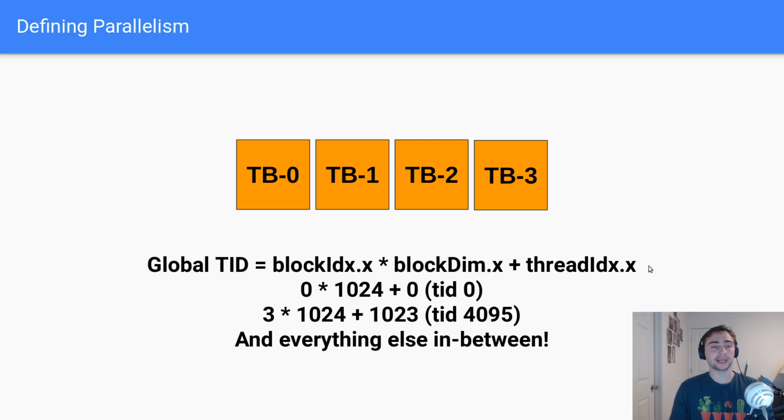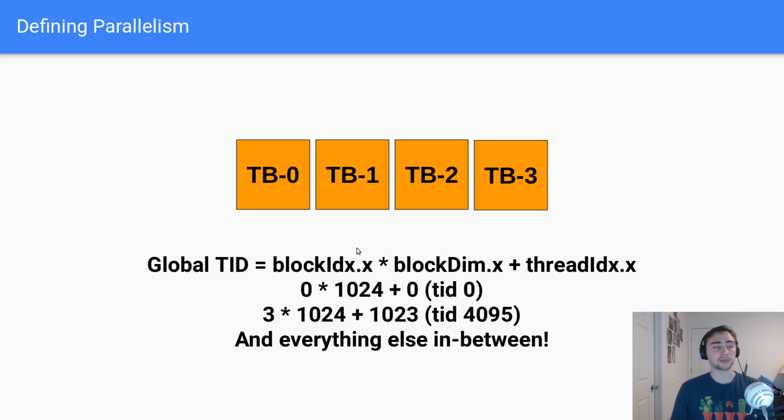And then we have our threadIdx.x. We said that we launched 1024 threads per thread block, so your threadIdx.x will be a valid index between 0 and 1023. Our blockIdx.x has a valid index of 0 to 3, because we have 4 different thread blocks. So what does this total computation do?